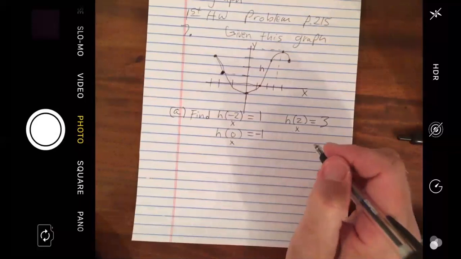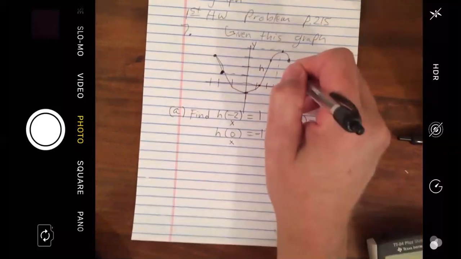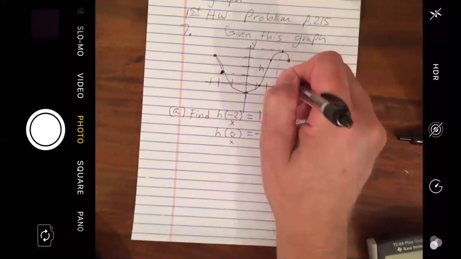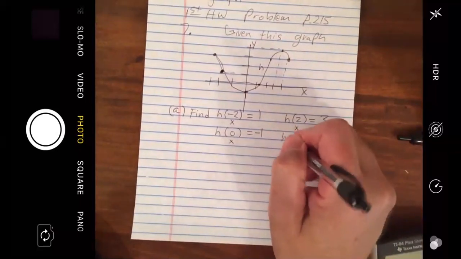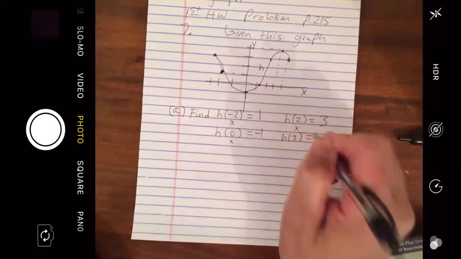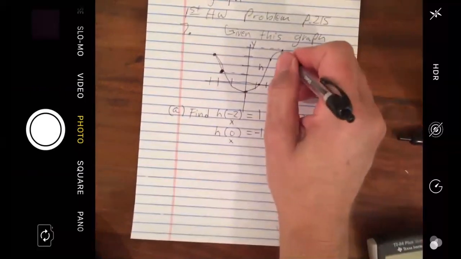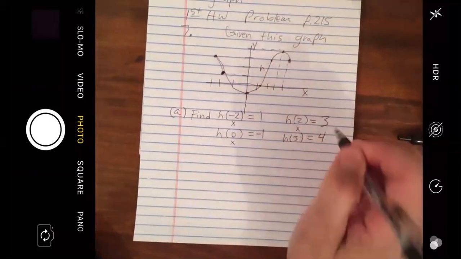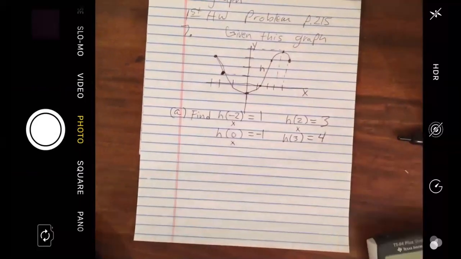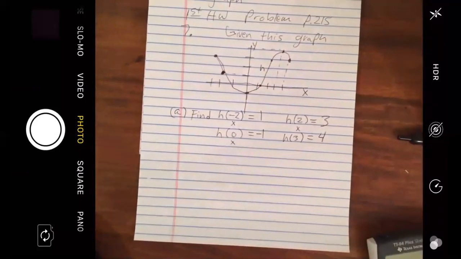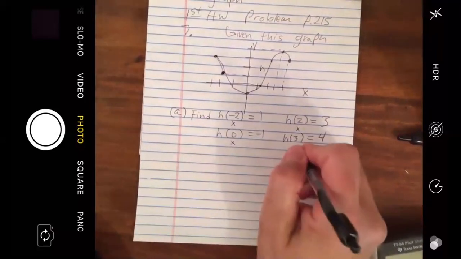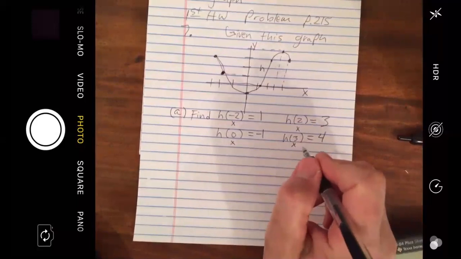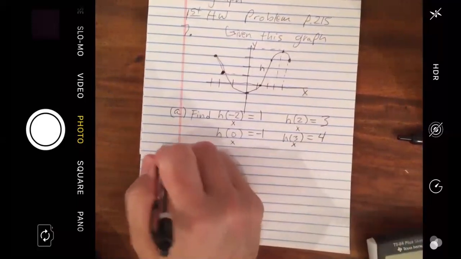So let's see, this dot is out at 4. Yeah, it's at 4. They wanted H of 3. So at X is 3, I'm up at this peak, and my Y value is 4. Questions about that? No, sir. No? Okay. All right, domain and range.